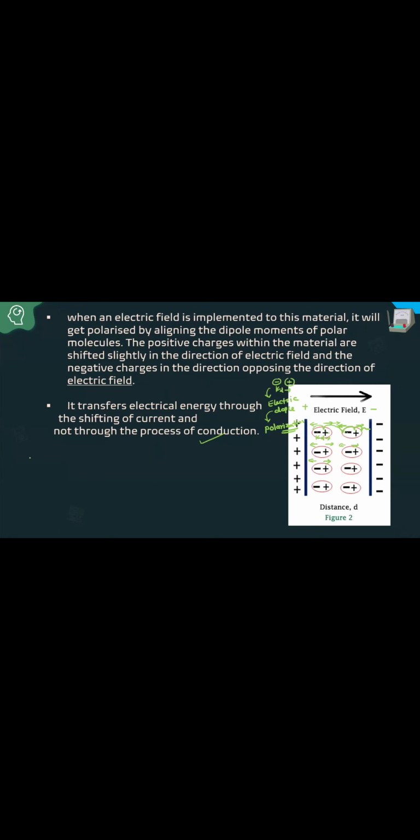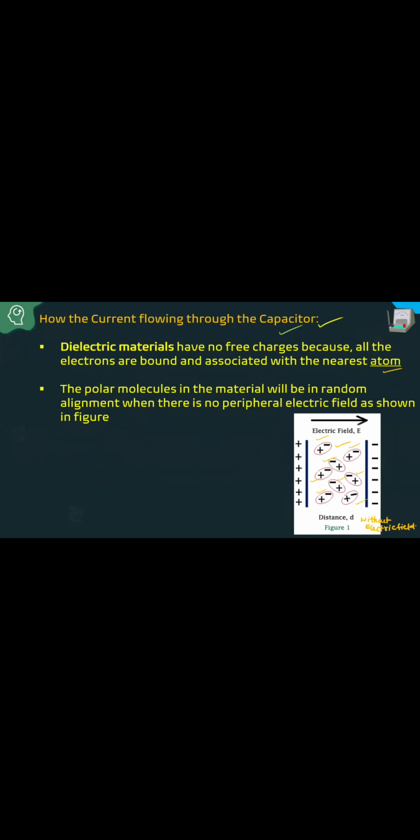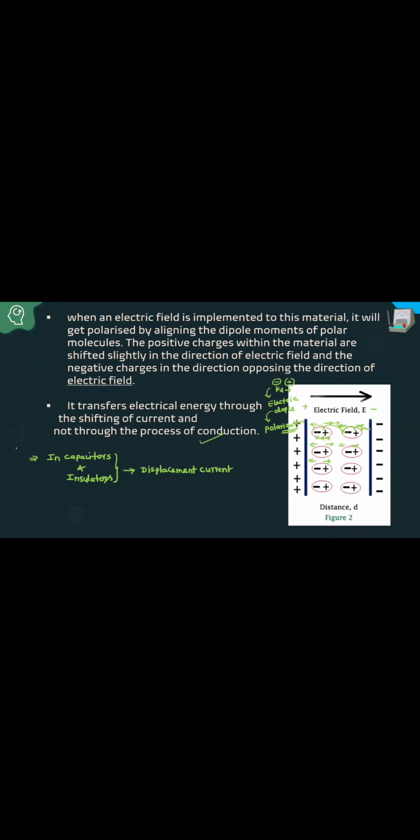That is, in capacitors, friends, and in insulators, even in insulators also, the current is due to displacement current. What type of current exists? Displacement current. Because of displacement of charge, we can get the current. That's why it is called displacement current. This is the reason. This is the answer for this question: how does the current exist in the capacitor even though dielectric is present.